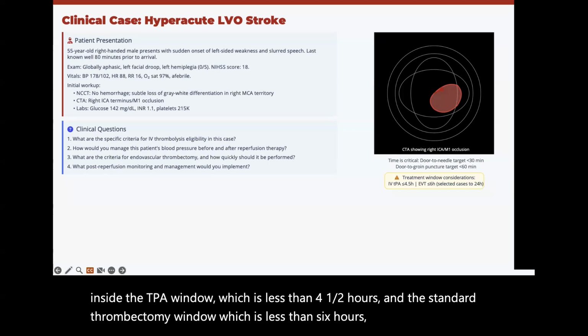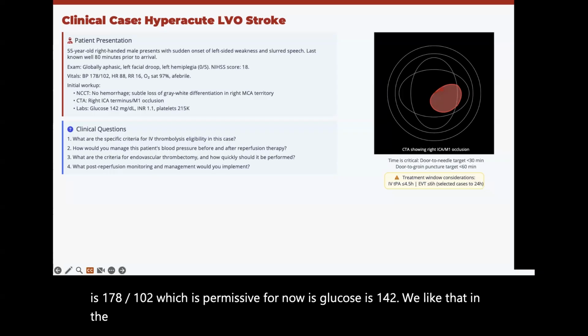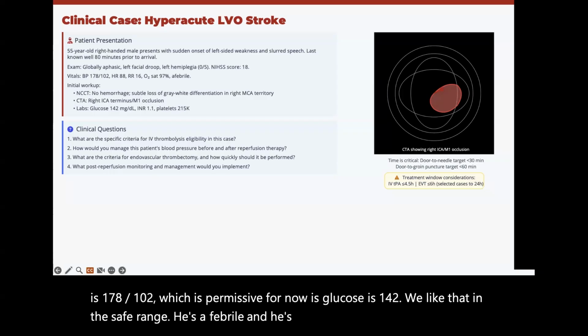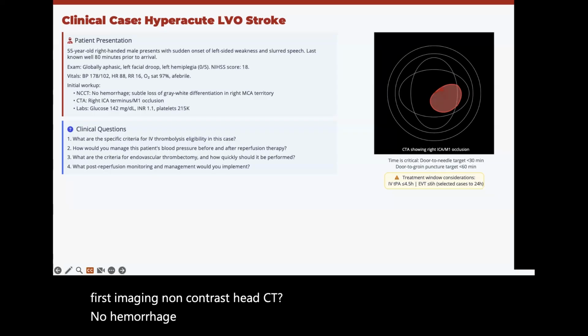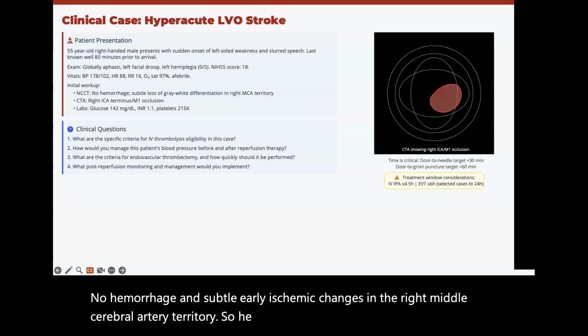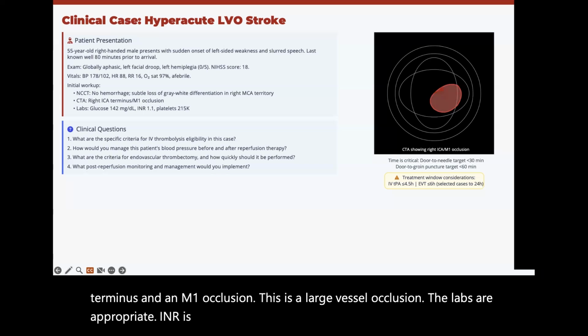So the blood pressure is 178 over 102, which is permissive for now. His glucose is 142. We like that in the safe range. He's afebrile and he's oxygenating well. So what is your first imaging? Non-contrast head CT shows no hemorrhage and subtle early ischemic changes in the right middle cerebral artery territory. So he goes for CTA, and what you see is a right ICA terminus and an M1 occlusion. This is a large vessel occlusion. The labs are appropriate, INR is 1.1, platelets 215. Everything here is lining up for both IV thrombolysis and mechanical thrombectomy.